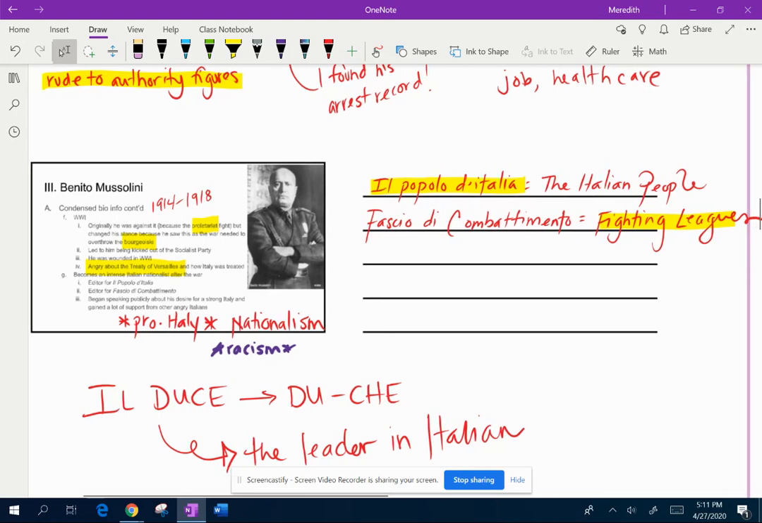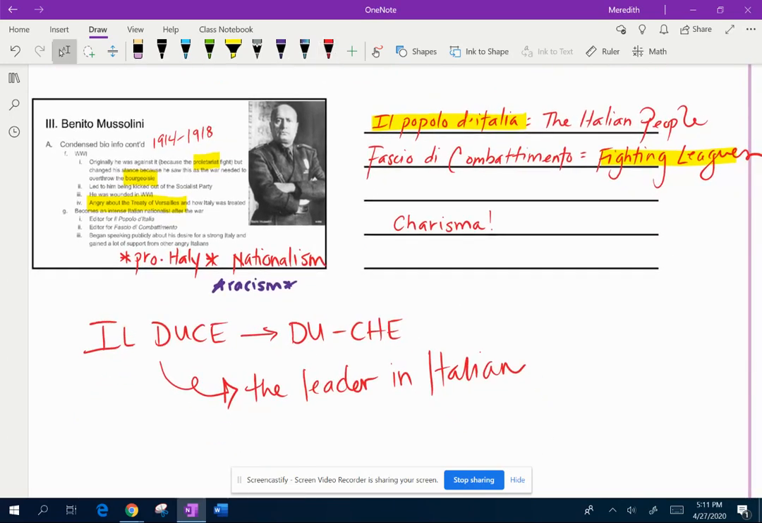And then he begins to speak publicly about his desire for a strong Italy. He gains a lot of support because he's got something called charisma. And that just means that when he speaks, people listen. Like he has a way with words, he moves his hands and gesticulates in a particular way. You want to listen to what he has to say. It makes sense.